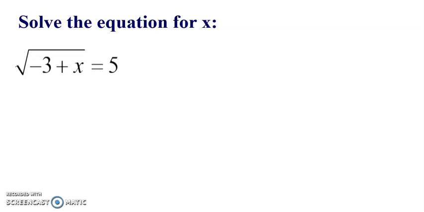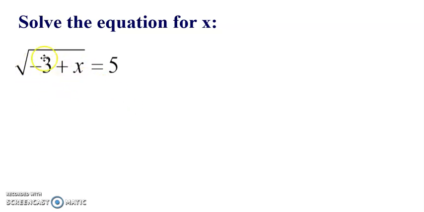In this video, we're going to look at a couple examples on how we can solve for x with a square root function. So you see we've got the square root of -3 plus x is equal to 5. And when we're solving for x, we always have to do the opposite order of operations, or PEMDAS, or whatever other acronym you might use, in reverse.